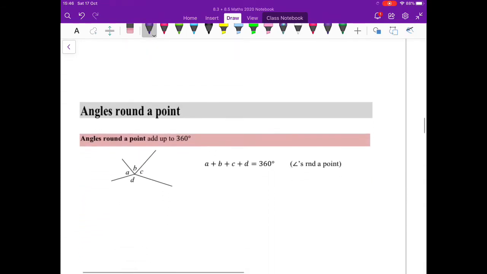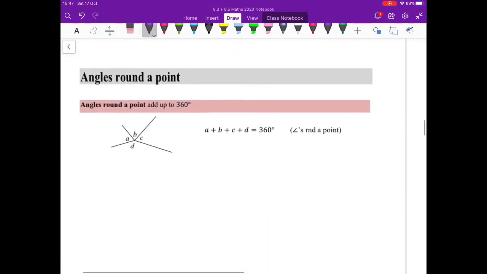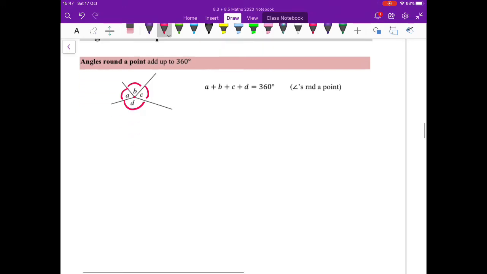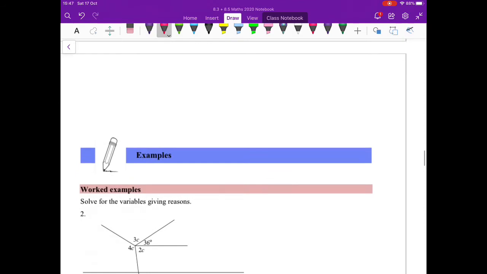The next theorem we're going to look at are angles round a point. What you have to first test for is to see that all these angles share a common vertex. And they do, so I can say angle A plus B plus C plus D equals 360 degrees, angles round a point. Let's have a look at the example.